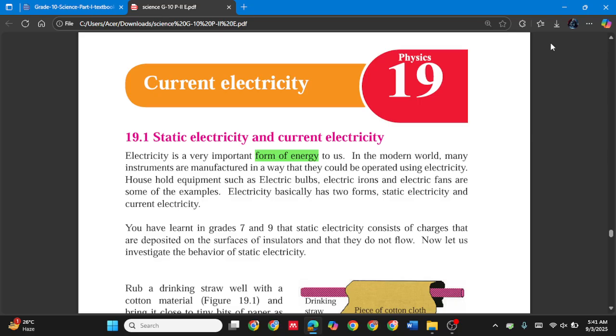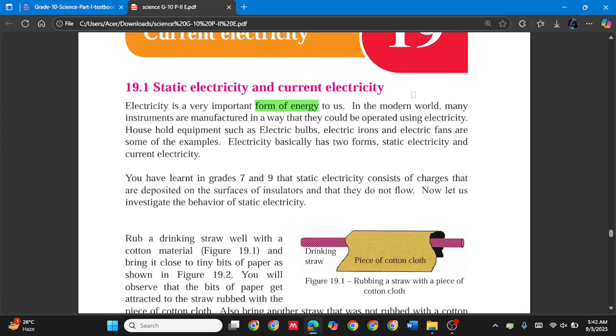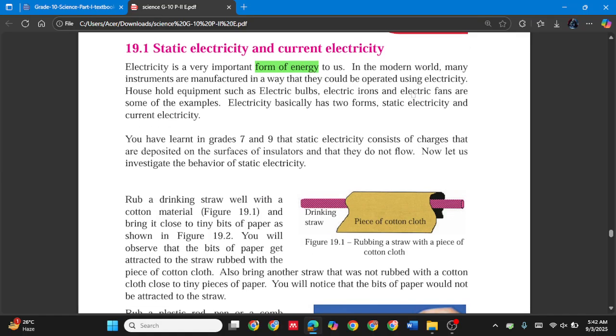Household equipment such as electric bulb, electric irons, electric fans are some of the examples. Electricity basically has two forms. What are they? Static electricity and current electricity. That is the first subtopic of ours. You have learned in grade 7 and 9 that static electricity consists of charges that are deposited on the surfaces of the insulators and that they do not flow. Now let us investigate the behavior of static electricity.